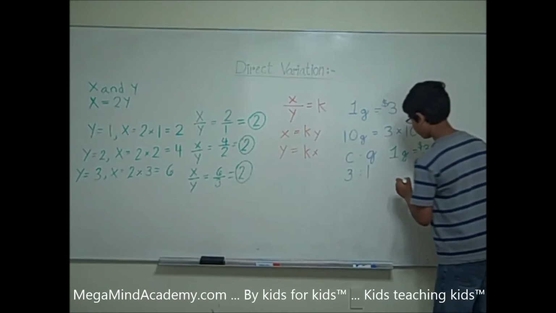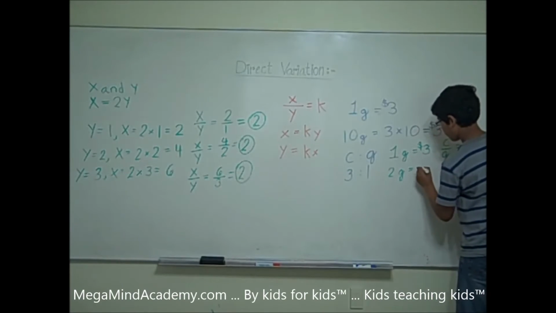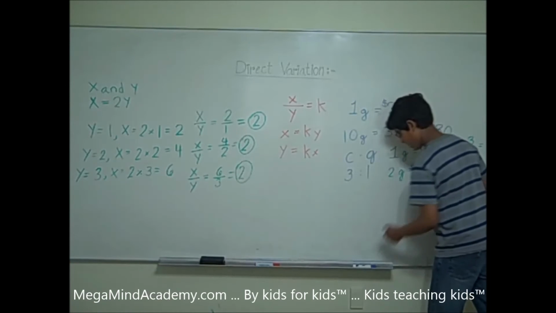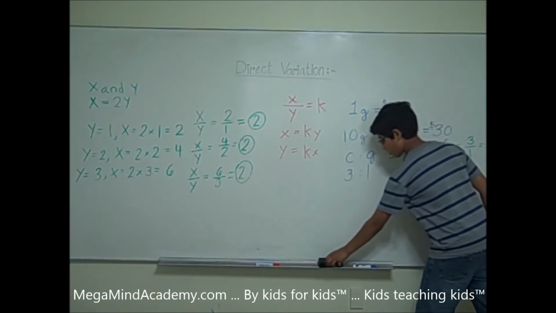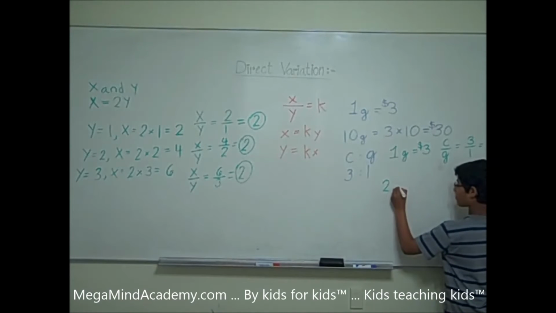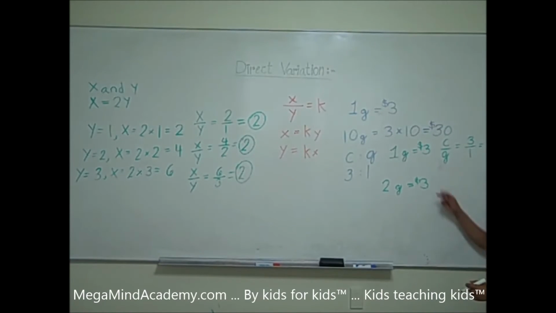For 2 gallons, it costs 3 times 2. For 2 gallons, it costs $3, because that is how much it costs to buy 1 gallon, times 2, because that is the number of gallons we are buying, and we get $6.